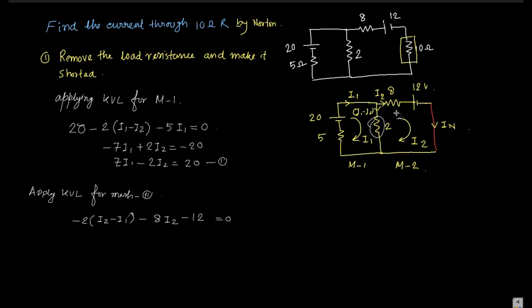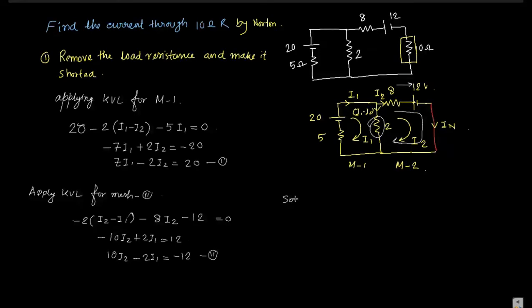And the path is clockwise. So if the path is clockwise, then you can take it as negative, because this goes from the higher potential to the lower potential, so it becomes minus 12. So it is minus 2 I2 and minus 8 I2, means minus 10 I2 plus 2 I1 is equal to 12. Again you can change the polarity: 10 I2 minus 2 I1 is equal to minus 12. This is equation number 2.